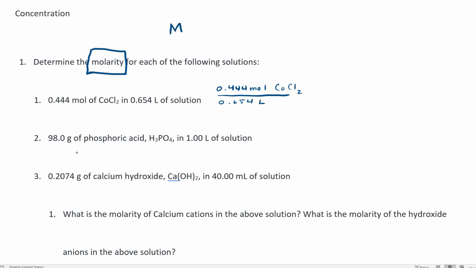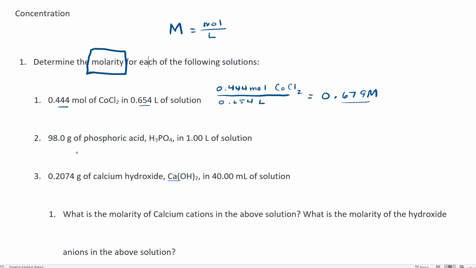Now molarity, capital M, is moles of solute over liters of solution. Because we are given moles and liters here, it's a quick calculation to find that this is 0.679 capital M molarity. Double check your sig figs. You had 3 sig figs in both of these quantities, so 3 sig figs here.